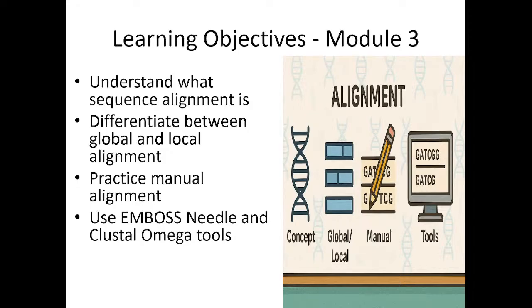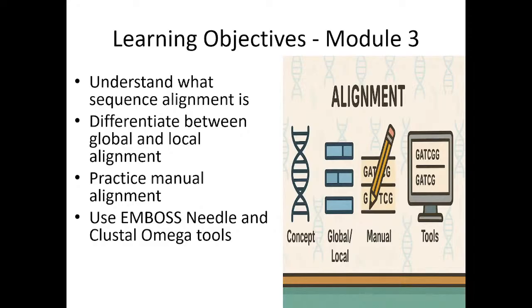So at the end of this, you should be able to understand what we mean by sequence alignment. You should be able to differentiate between local and global alignments. You should be able to practice a manual alignment, the one you can do with paper and pencil. Then you should know how to perform an alignment that involves more than three, four, five different sequences together.